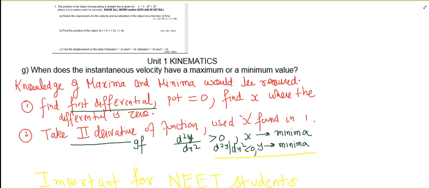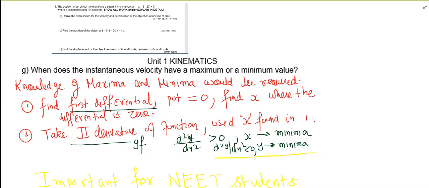Then find the second derivative of the function. In the second derivative, put the value of x you found in the first step. If the double derivative comes out to be greater than 0, then the x you found where the first differential is 0 will give you the minimum value of the function. If the double derivative comes out to be less than 0, then the value of x you found will give you the maximum value of the function.